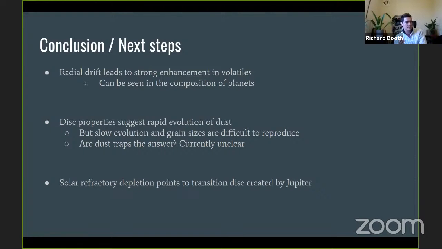And I'll just reiterate my conclusion. So strong radial drift in protoplanetary disks leads to an enhancement of volatiles that can be seen in the composition of planets. These properties currently suggest that rapid evolution of dust may happen, but maybe not quite as rapid as I was using in the original models. There's still work to be done to explain what's going on in the most massive disks, and dust traps may be part of the answer there. And finally, I think that the solar refractory depletion certainly points to a transition disk created by Jupiter and dust trapping in that case. So that's my talk and my conclusions, and thank you all for your time.